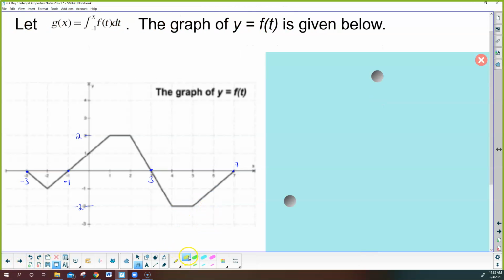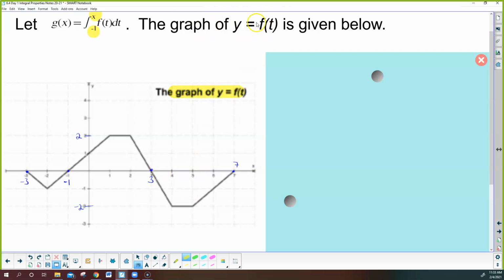So there's a couple important things to really make sure you read a problem like this carefully. And I haven't even given you the problem yet, but let's look at what we have. So what is g? G is going to be the integral from -1 to x of f of t dt. Well, another way to think of that is g is the area underneath the curve of this graph.